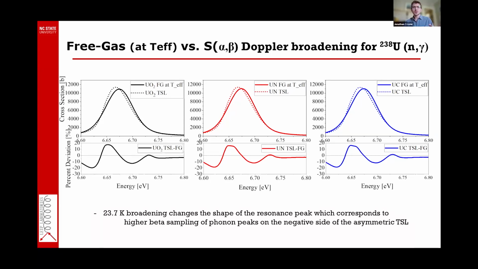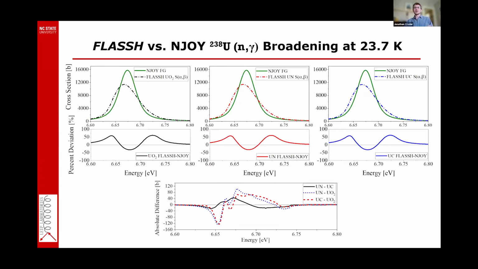And so this shift corresponds to a higher beta sampling of phonon peaks on the left side of the asymmetric TSL. And here, there's an even starker difference because the broadening is not being done at the effective temperature. It's just being done at the temperature that you just give it flat out. So this is the free gas Doppler broadened cross sections at the same temperature as the S alpha beta evaluated Doppler broadened cross sections. And then below I have a plot which compares the absolute difference in barns between the various U-238 in each crystal structure.